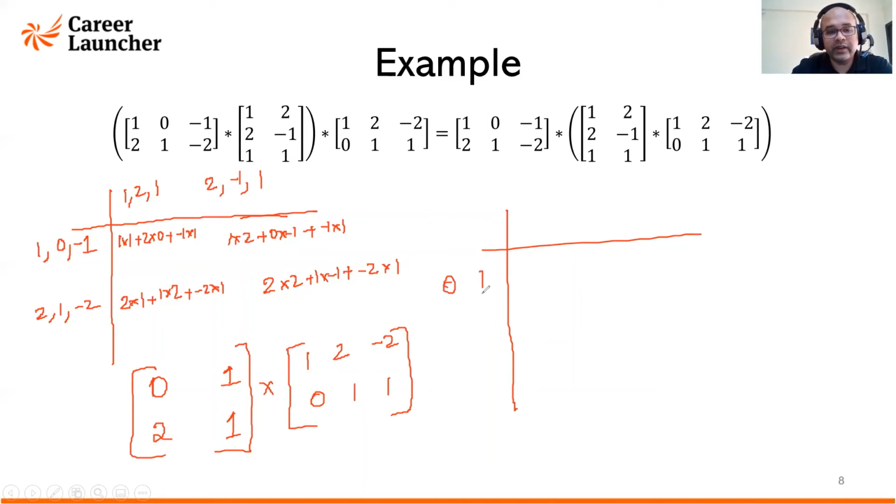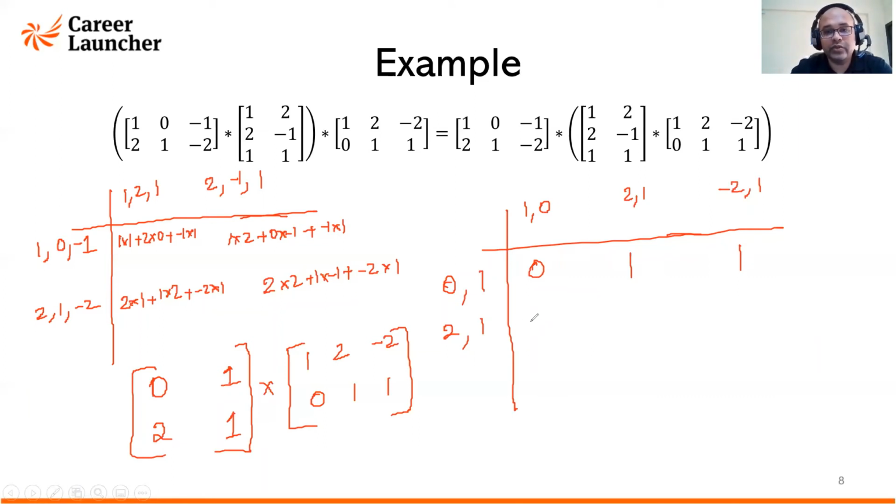So 0, 1, 2, 1. Correct? Then you have 1, 0. Then you have 2, 1. Then you have minus 2, 1. Now here it becomes 0. And 0 into 2 is 0. 1 into 1 is 1. And then you have 1 into 1 is 1, because 0 again doesn't make any difference.